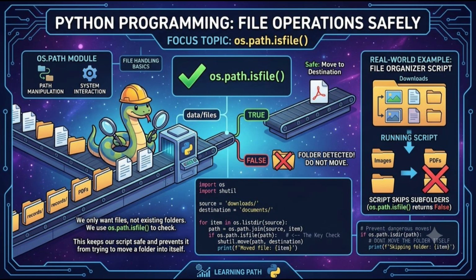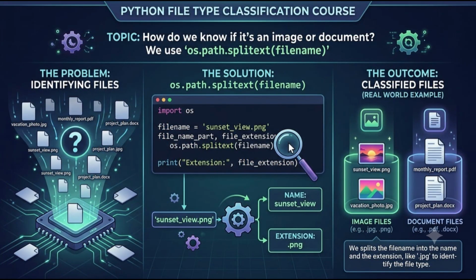We only want files, not existing folders. We use os.path.isfile to check. This keeps our script safe and prevents it from trying to move a folder into itself. How do we know if it's an image or document? We use os.path.splitext(file_name). This splits the file name into the name and the extension, like .jpg.